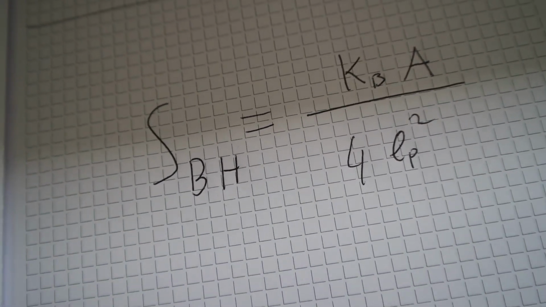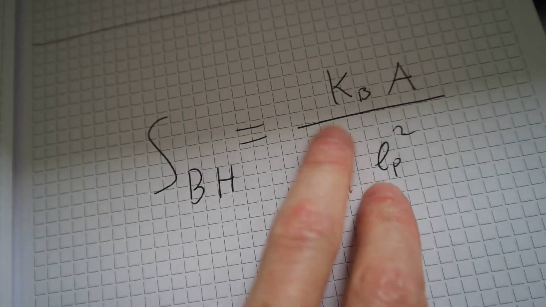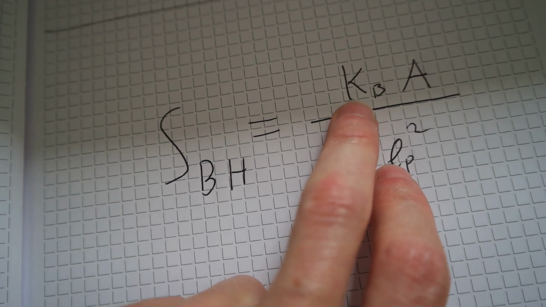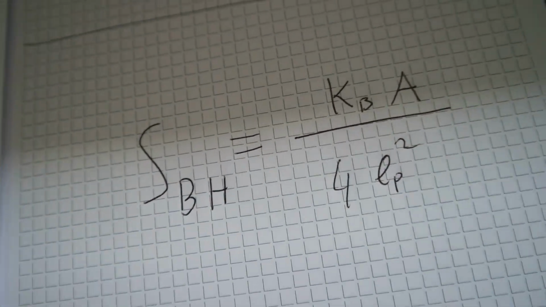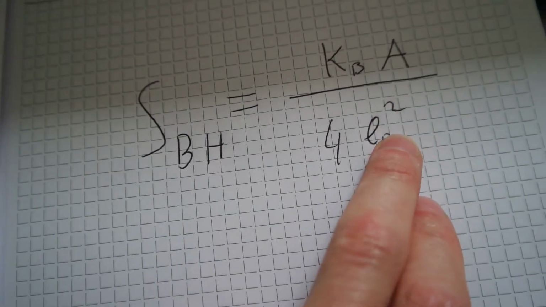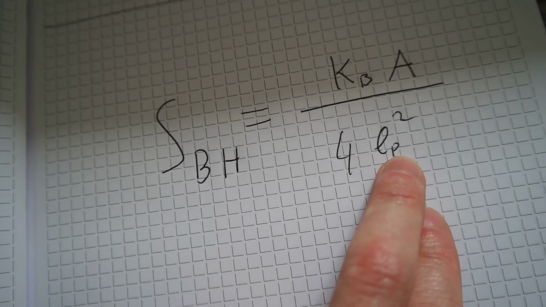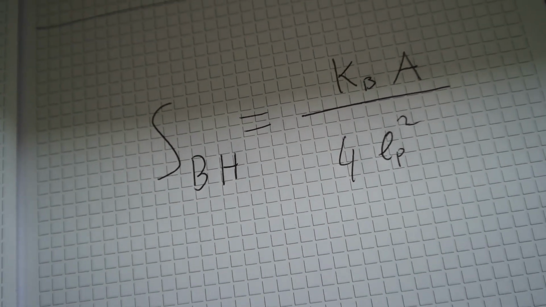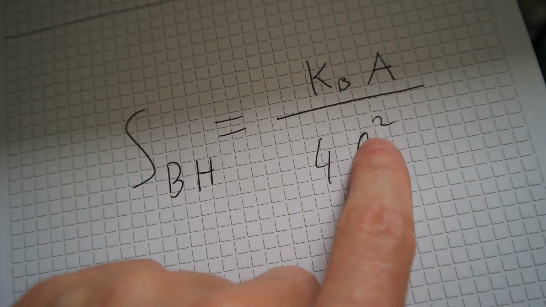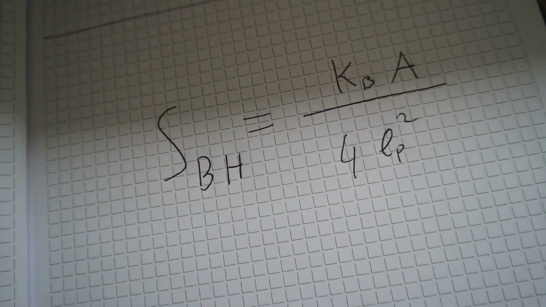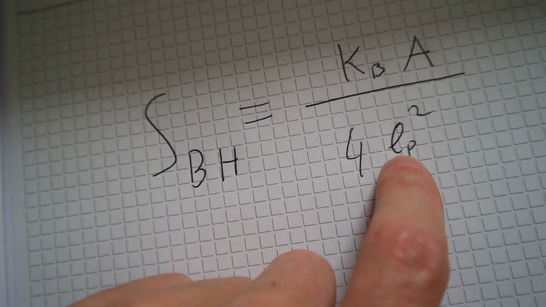Alright guys, this is the entropy of a black hole. What do we have? This is the Boltzmann constant. This is the area of our black hole, and this is the Planck length. So we calculate how many Planck lengths we have in this area.